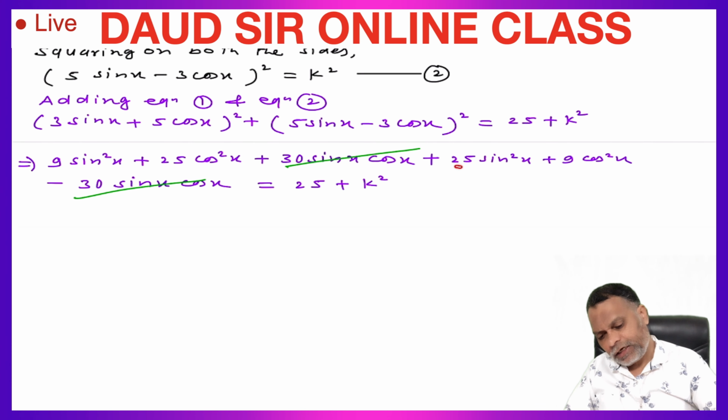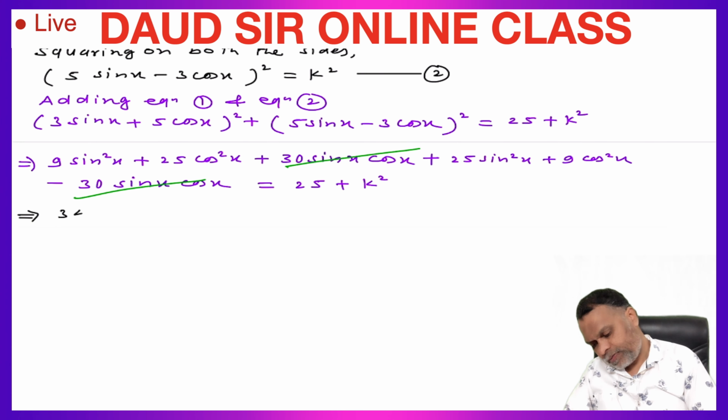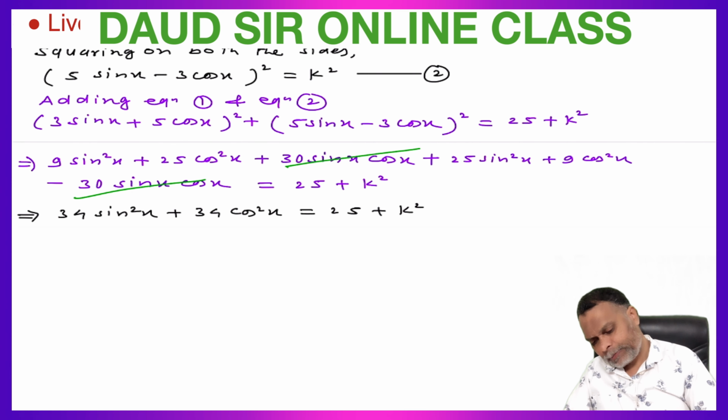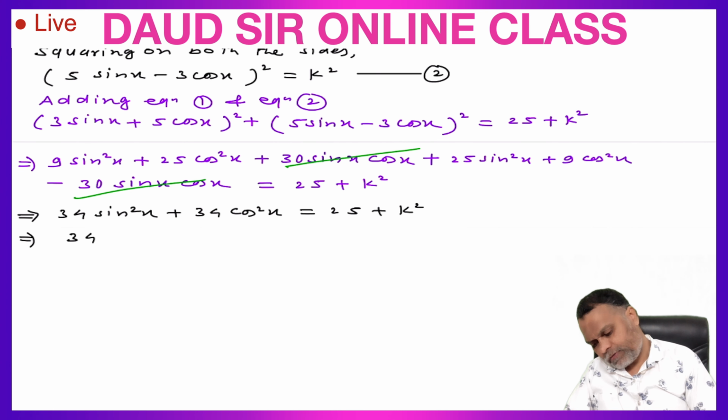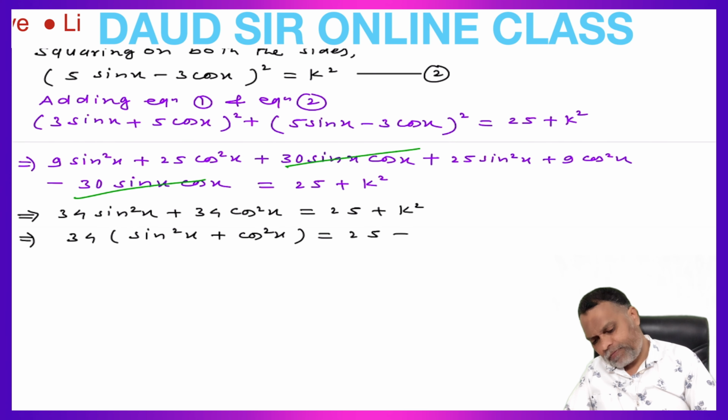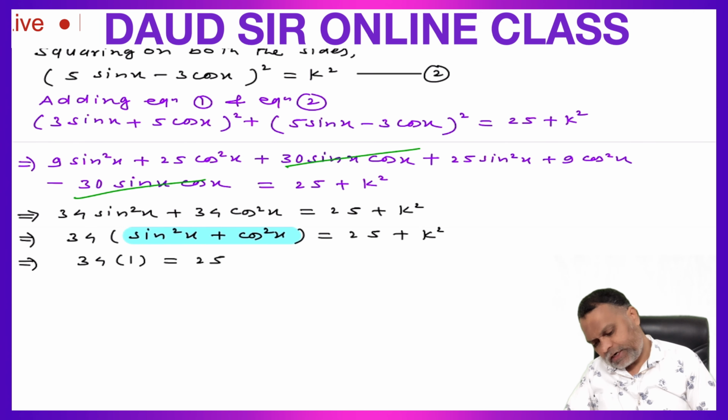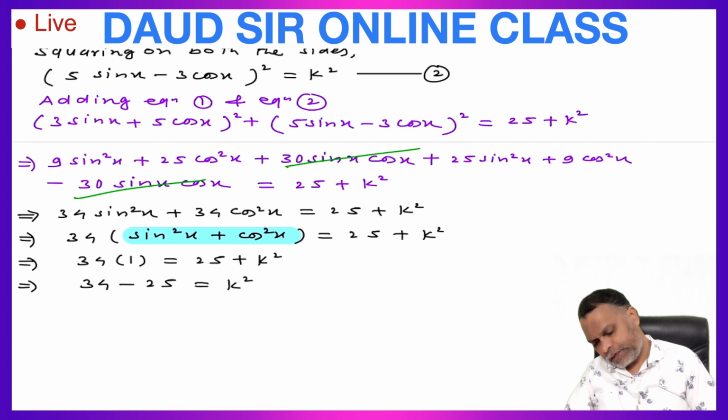Now this 30 sin x cos x is negative and 30 sin x cos x is positive, so they cancel. 9 sin square x plus 25 sin square x, 9 plus 25, is 34 sin square x. Similarly 25 cos square x plus 9 cos square x is 34 cos square x, equal to 25 plus k square. So take out 34 common: 34 times (sin square x plus cos square x) is equal to 25 plus k square. This sin square x plus cos square x is 1. So 34 into 1 is equal to 25 plus k square. Shift this 25 to this side: 34 minus 25 is equal to k square.